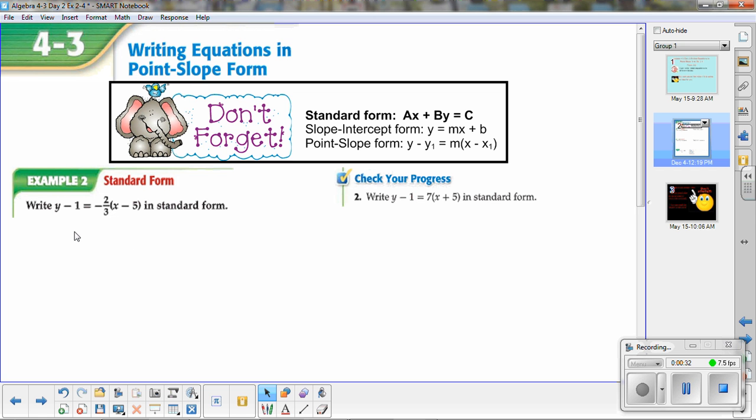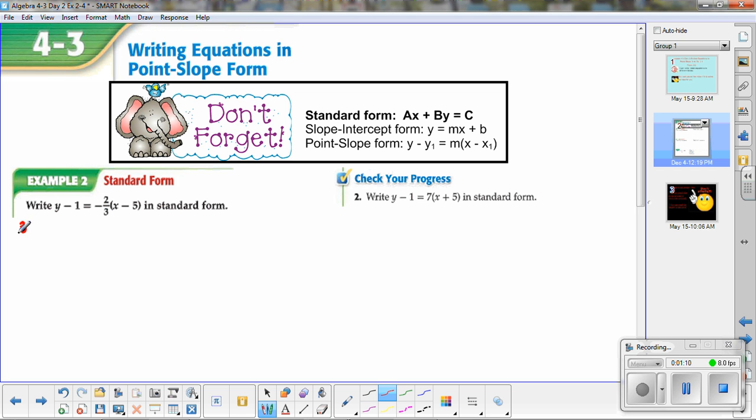So in our first example, we're supposed to write this equation in standard form. There's two ways you could go about doing it. The first thing you could do is use the distributive property to multiply everything in the parentheses by negative 2/3, but then you have some kind of ugly numbers with the fractions. So what I'm going to do instead is start out by multiplying both sides of the equation by 3. Because if I multiply both sides by 3, I'll be able to get rid of this fraction on this side. The reason why I chose 3 is because there's a 3 in the denominator.